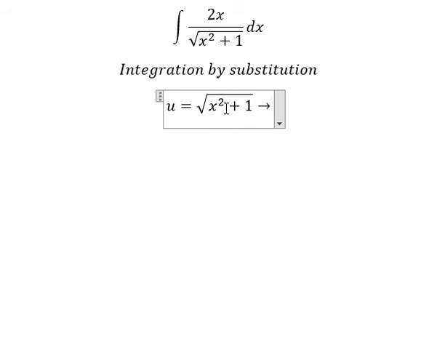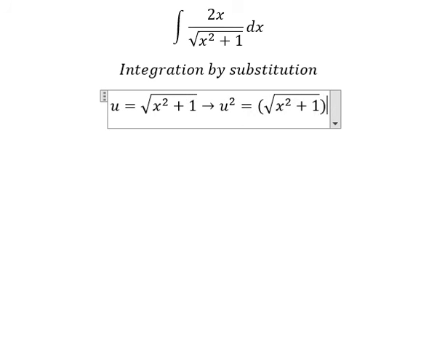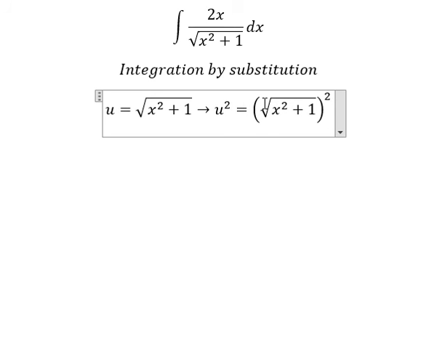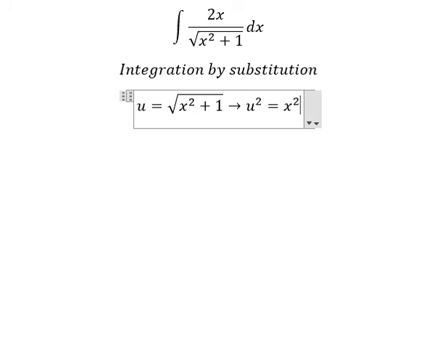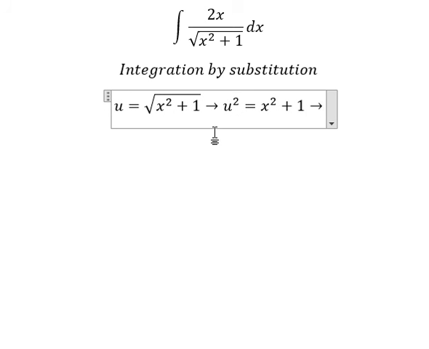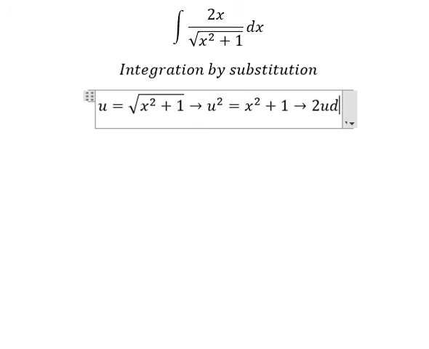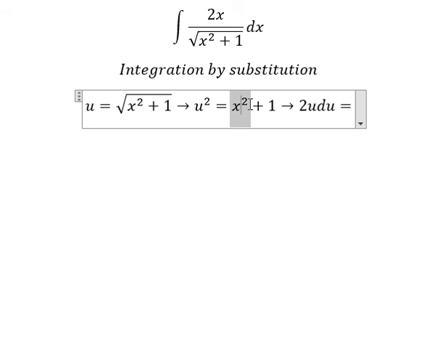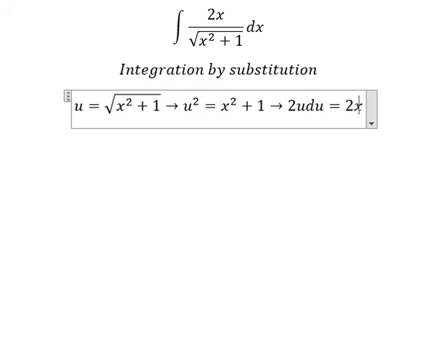Later we need to put the square on both sides to cancel the square root, and this one we have s squared plus 1. Now we need to first take the derivative of both sides. This one we have 2u, this one we have 2s, and this one is a constant, so you get 0.